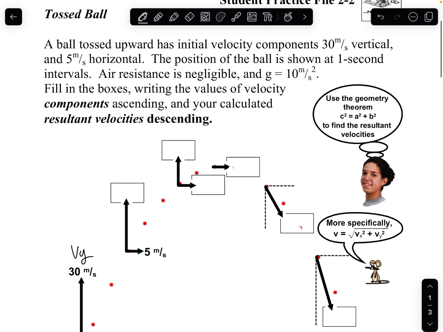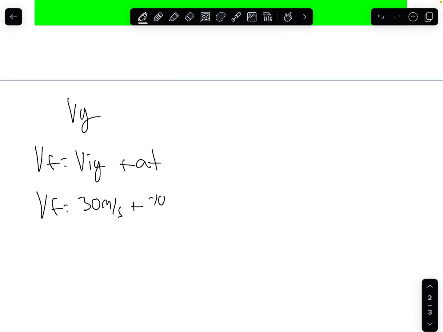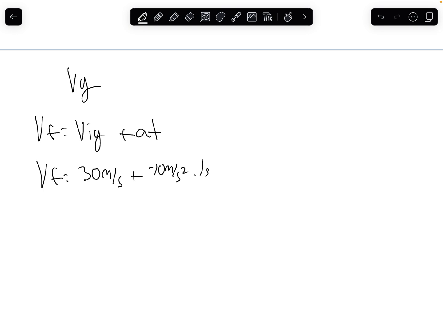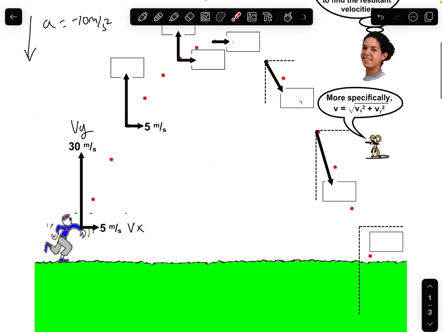Okay, gravity, folks, is going to be pointed downward, right? So if gravity is pointed downward, and we're saying our initial velocity is positive 30, gravity has to be negative, guys, because it's pointing the other way. So we're going to use negative 10 for gravity here, okay, because it's going to oppose the motion of the ball. And we're going to figure out how fast we're going after 1 second. So our Vf is going to be 30 meters per second plus negative 10 meters per second. So our Vf is going to be 20 meters per second after the first second, which makes sense because, right, the ball goes up, gravity slows it down by 10. Right, so we're going to have 20 meters per second here.